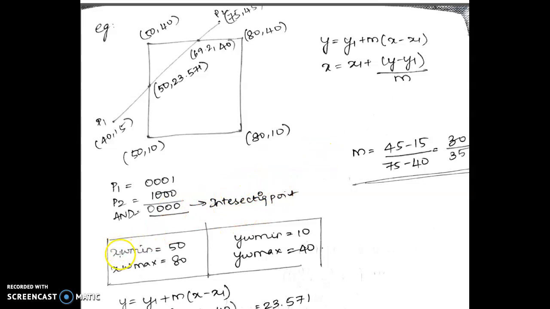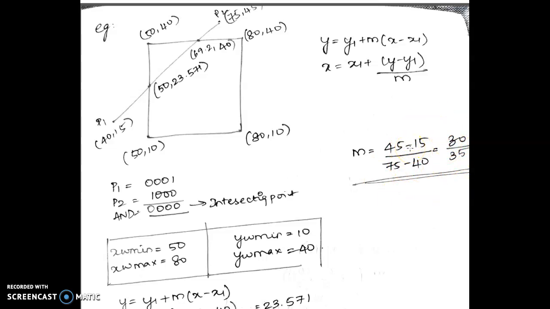As I have told you, XW, where W represents window: XW minimum is 50, XW maximum is 80, YW minimum is 10 and YW maximum is 40. You also know that we need to find the slope of the line. That is M equals Y2 minus Y1 divided by X2 minus X1. Y2 is 45, Y1 is 15, X2 is 75, X1 is 40. So you get 30 by 35. This is the slope value.